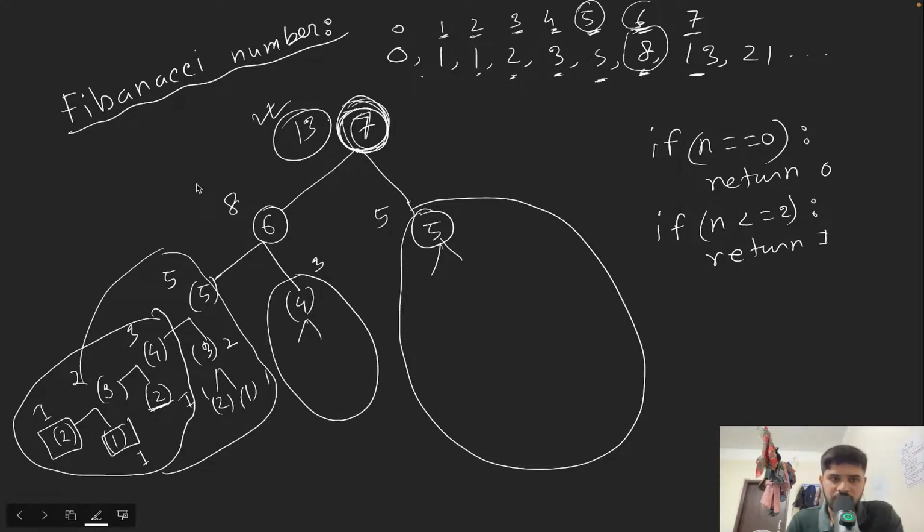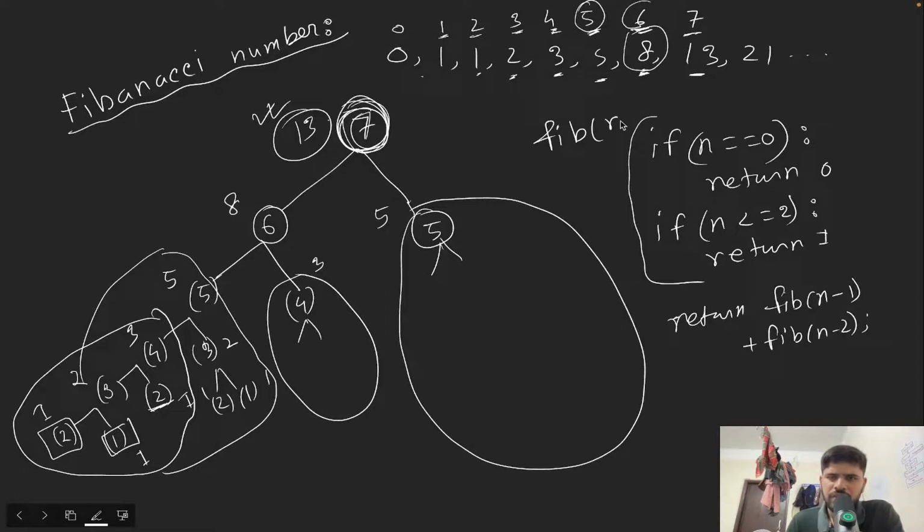This is the recursive case. Here, this is called the base case, and we will have a recursive case here. In the recursive case, we will return, and here we will call the function. If the function is fib of n, then we return fib of n minus 1 plus fib of n minus 2. This is what it is. And here we'll just call the function fib with value n. All right, so this is our code for the recursive solution.